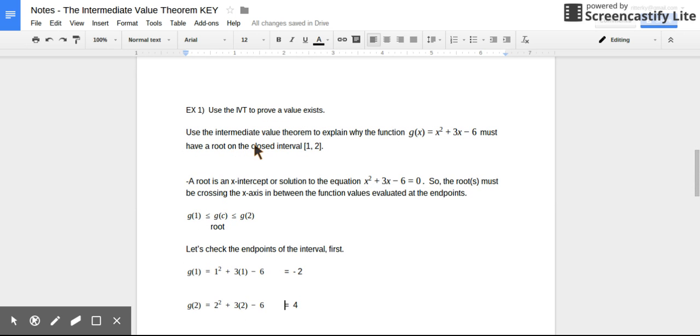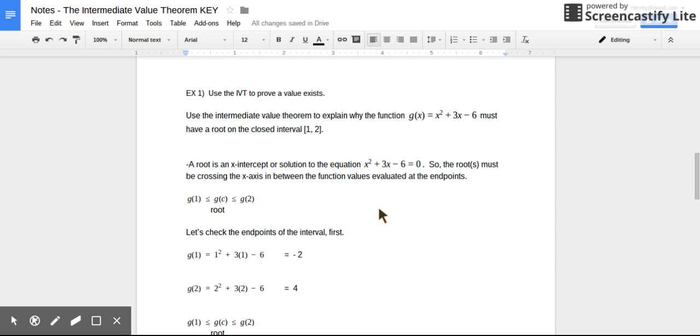Use the intermediate value theorem to prove that a value exists. So we can use the intermediate value theorem to explain why the function right here, x squared plus 3x minus 6, must have a root on this interval, which is talking about inputs. So if I plug in values between 1 and 2, one of those outputs must be a root. Let's remember that a root is just an x-intercept. So somewhere between the inputs 1 and 2, I must be crossing that x-axis.